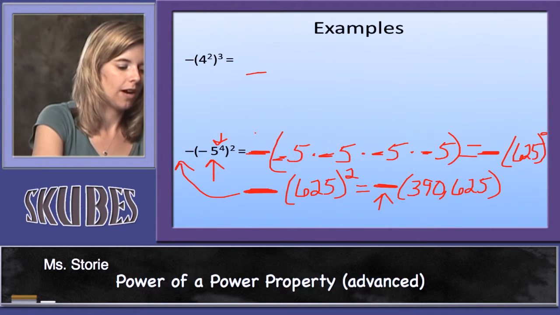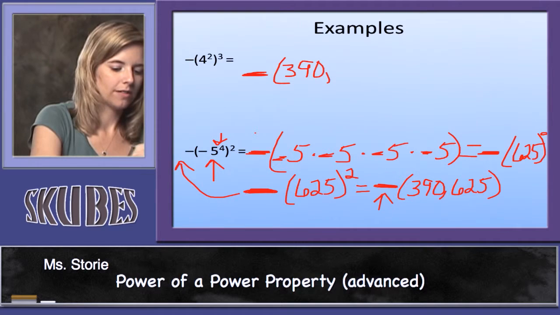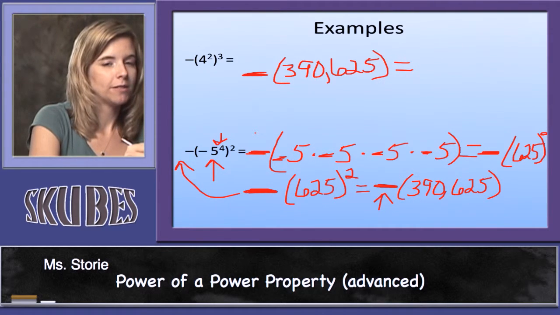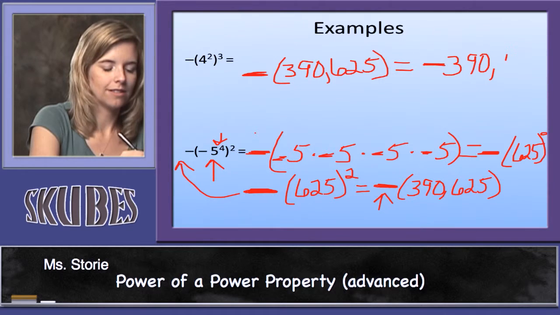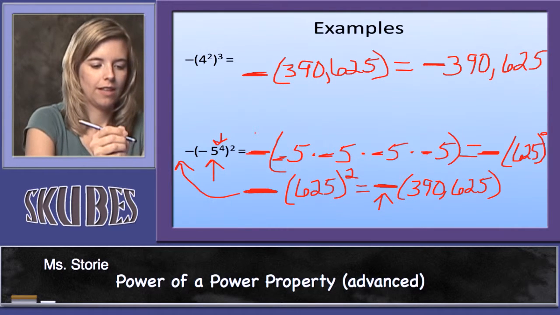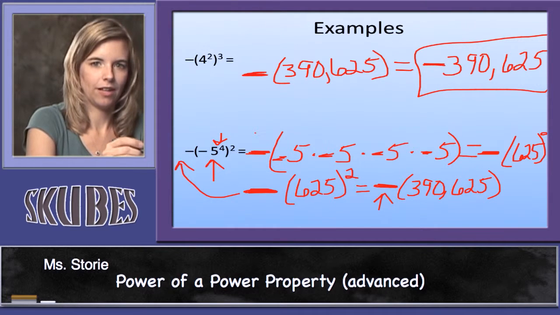So let's go up here. You've got a negative, and then it's being multiplied by the inside positive number, which pretty much means flip the sign of the inside parentheses. So it's going to be a negative 390,625. That's going to be your final answer right there. Let's take a look at a couple more.